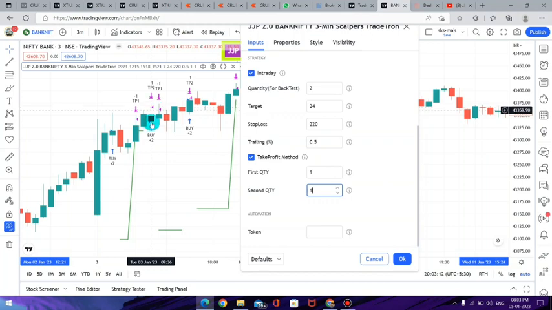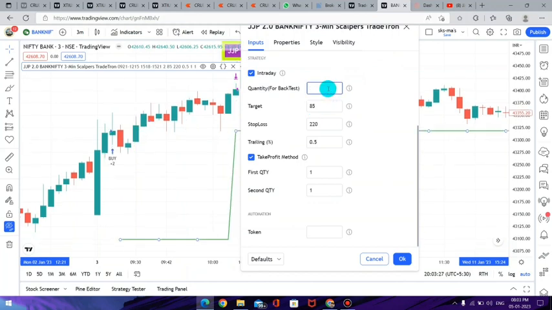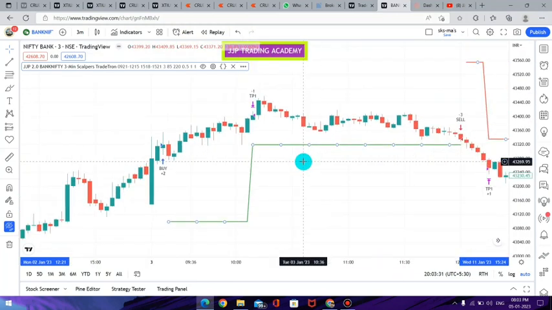So there is the next entry only, it is taken here. So this is another method you can use for take profit. If you are using it for bigger targets, you can use this method. For example, if you are using it for 85 points. This is just for example, I am just saying. So if you are doing it with three lots, for example, you can see right now.